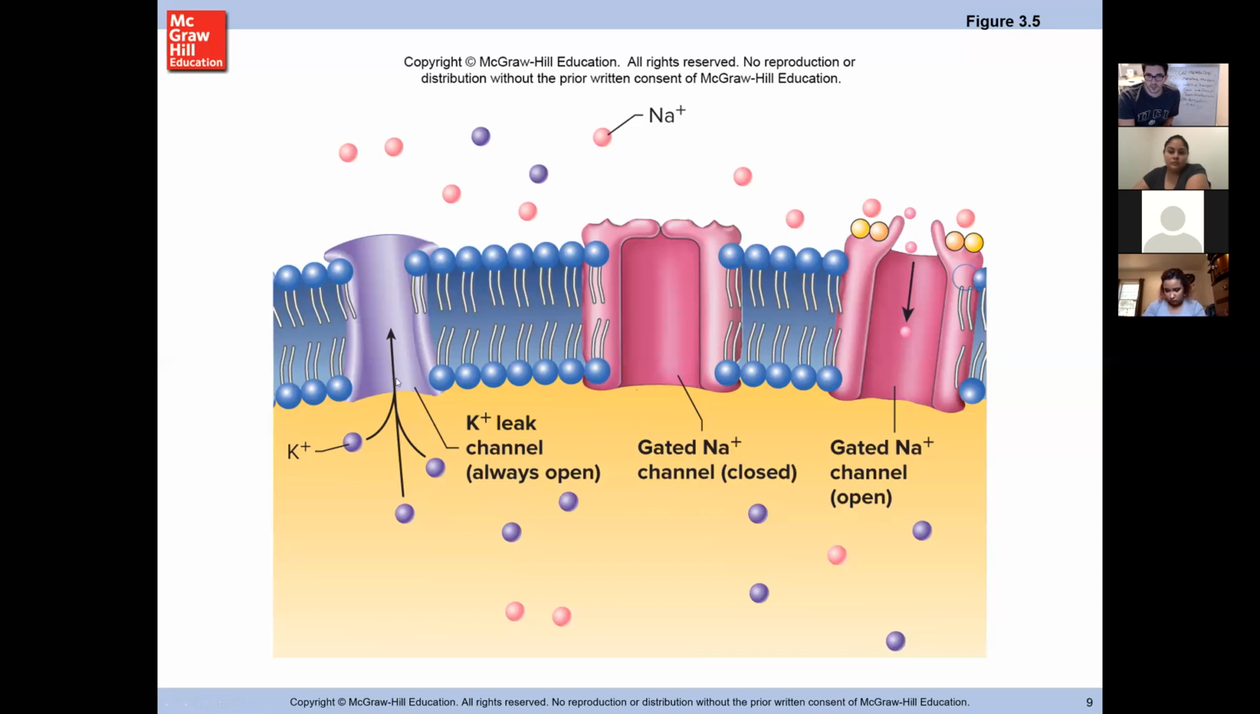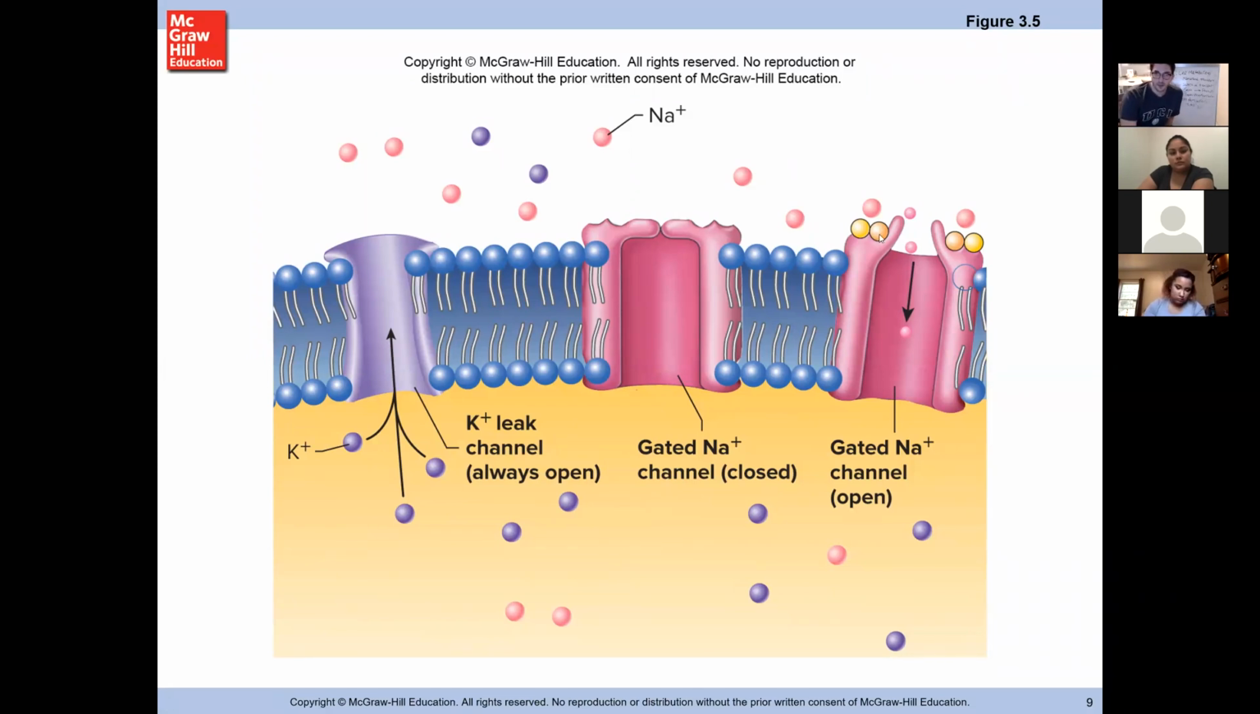So for example, what we're seeing here, in purple, is a potassium channel that only allows specific ions to pass through, in this case, potassium. And they can only go one way. They can only go down their concentration gradient, right?